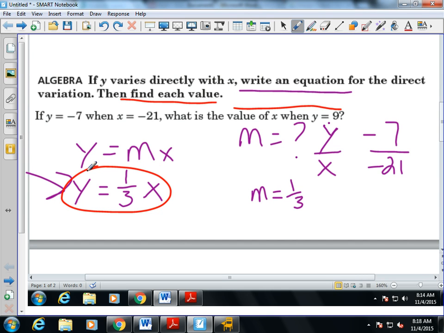All we have to do is plug that number 9 in for what letter? Class? Y. Yes, the letter y, right. So we're going to plug a 9 in for y. So we're going to write 9 equals 1/3 x. And then we're just going to solve that equation.